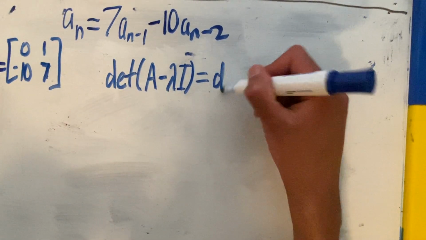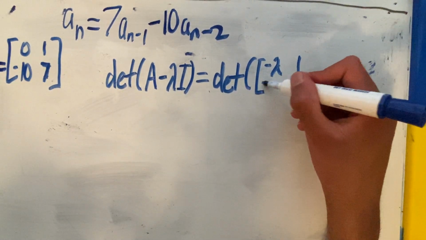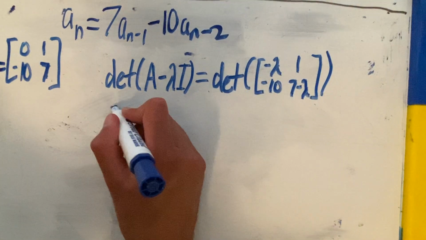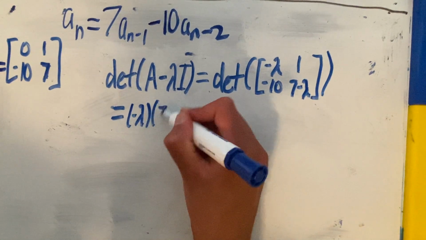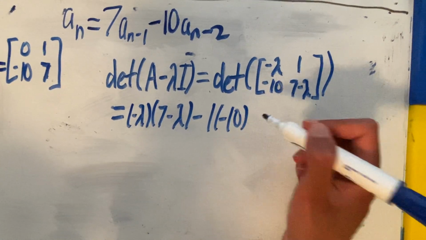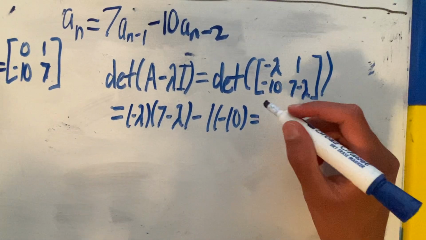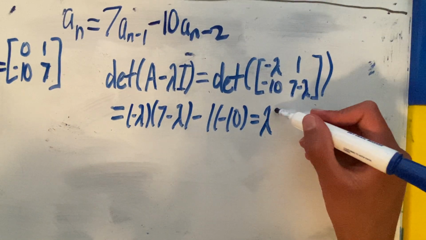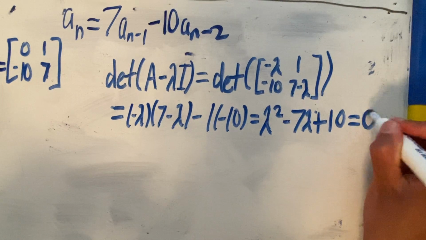So that's going to be the determinant of minus lambda, 1, minus 10, 7 minus lambda. This is going to give us minus lambda times 7 minus lambda minus 1 times minus 10. And after this step, I'll show that it's equal to 0. We want this to be equal to 0. So this is lambda squared minus 7 lambda plus 10 equals 0.